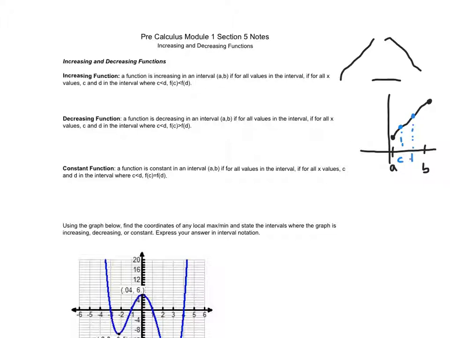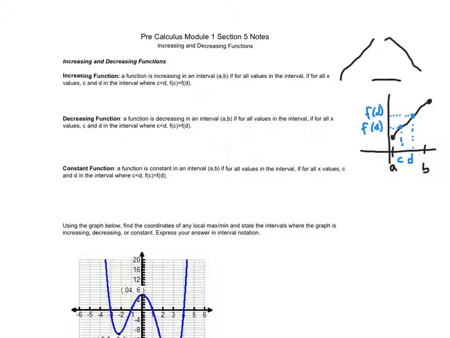Now, I think that you can see that c is less than d because it's to the left of it. Then the functional value, which is just the y value, f of d should be bigger than f of c, which it is. That's why it's increasing.